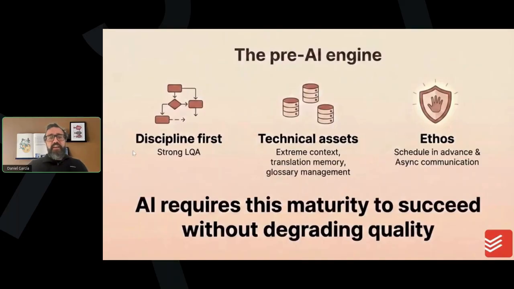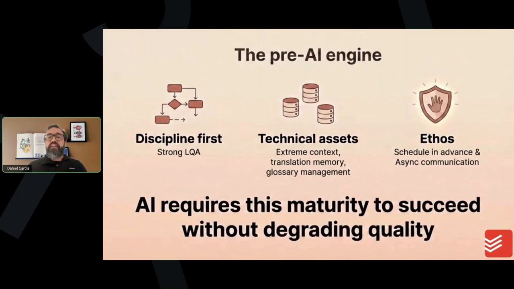Okay, the pre-engine time. Before AI, until last year, 2024, we had a very strong LQA framework. We still have it, but that's what we built at that time. Extreme context documentation, clear localization values with our freelance translators. And those localization values are aligned to our brand values.